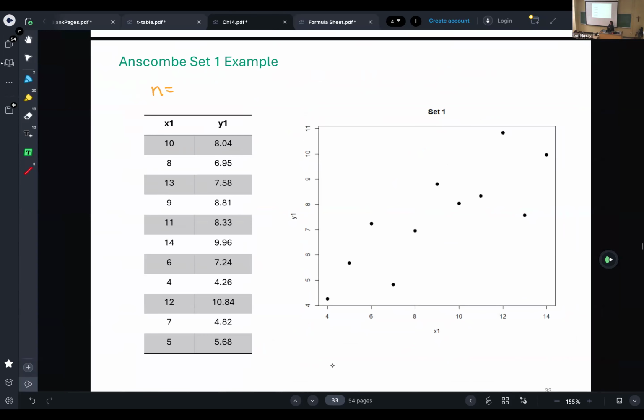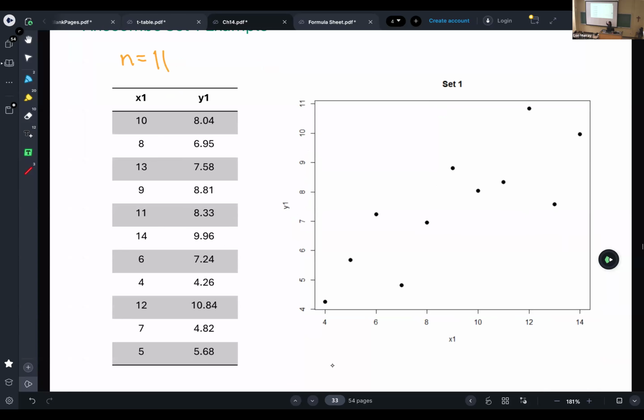Just back it up so we can see. What's n? 11. Yes, n is equal to 11. We have 11 pairs, and you can confirm 11 points: 1, 2, 3, 4, 5, 6, 7, 8, 9, 10, 11. They're all there.